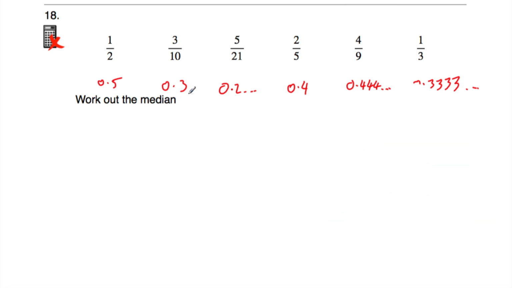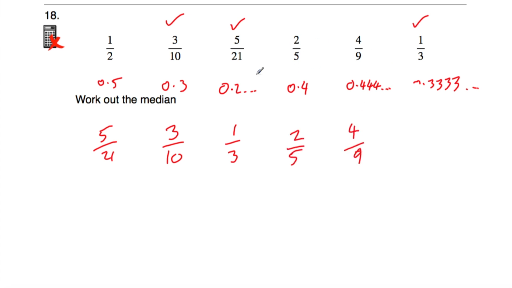So let's put our fractions in order. Our smallest fraction is our 5/21, so we've done that one. Now we've got our 0.3, which is 3/10. We've now got our third, which is 0.33333, and so on. Next, we've got a choice of 0.5, 0.4, 0.444. So our next smallest will be 2/5. Then we've got our 4/9, and finally our biggest fraction is a half. So that's our fractions put in order.